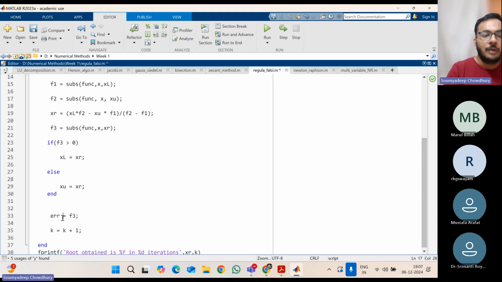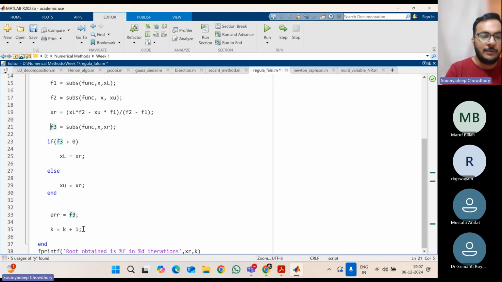And then what is the error now? What should be the convergence condition? This F3 should be equal to 0, right? So error we are keeping as F3. It is not correct to call this error, or you can call this a final value. So every time we are increasing the iteration, k equals k plus 1, and finally we are printing the root obtained in these iterations.